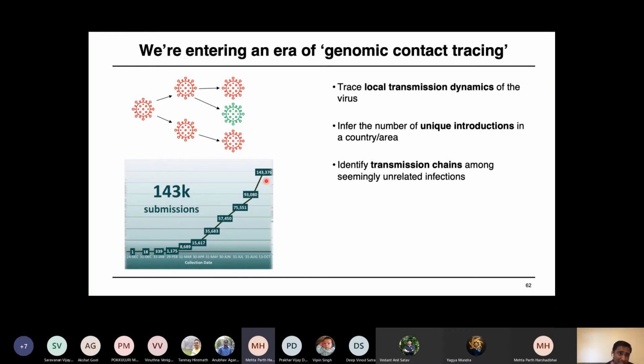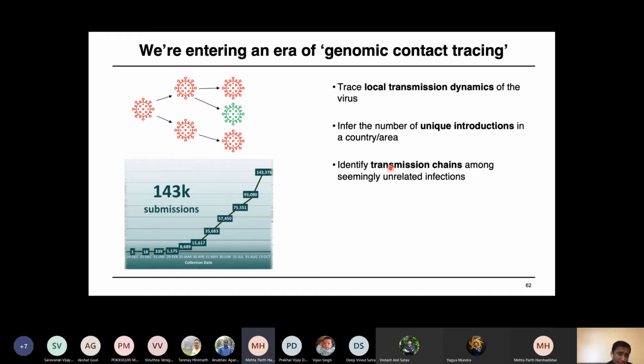But what this is enabling is what we are calling genomic contact tracing, which means that now you are able to trace the local transmission dynamics of this virus. You can also infer with the help of these sequences how many new introductions happened for that virus in a particular country or area. So, for example, you can infer that about 40 times in India the virus was introduced from Iran. About 15 times it was introduced in UK or from Australia, and so on. So you can get an idea of where the virus is coming from, and how much of it is just internal transmission? How much is coming from outside?